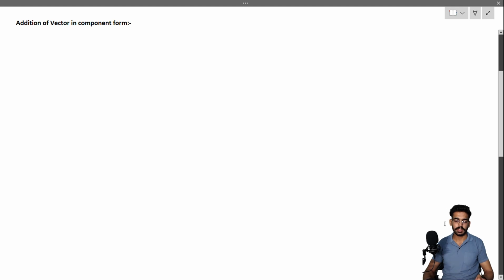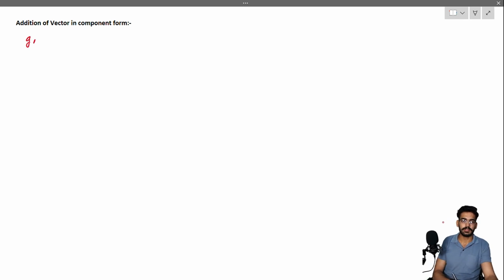Hello students, so now we're going to start with our next topic, that is addition of vectors in component form. If two vectors are given in terms of i cap, j cap and k cap, then how do we add those two vectors? That we're going to see in this part.